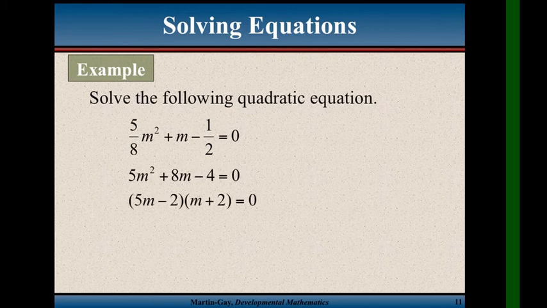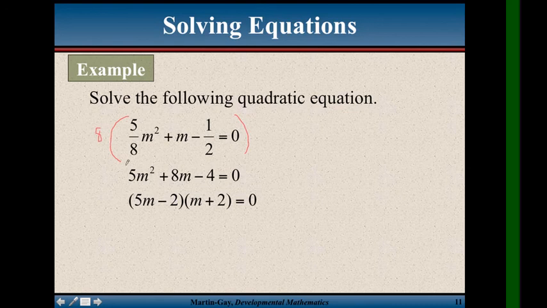So multiply all the numbers by the denominator, the LCD. The LCD is 8, the number that is divisible by 8 and 2. So if we have 8 here as our LCD, 8 divided by 8 is 1 times 5 is 5m squared. 8 times 1 is 8m, and 8 divided by 2 is 4 times 1 is 4.